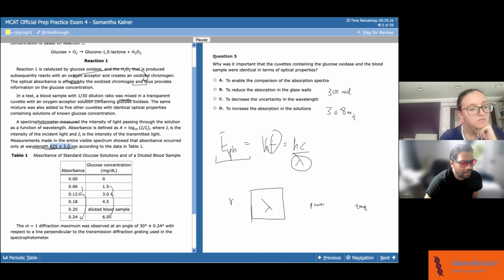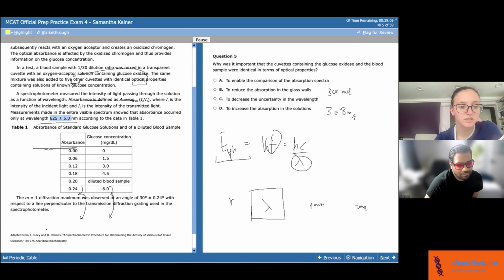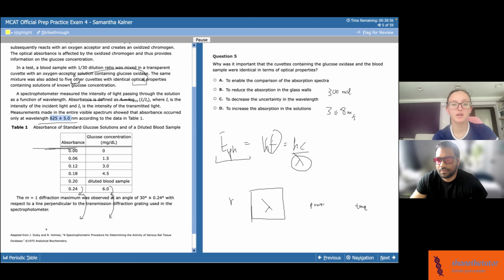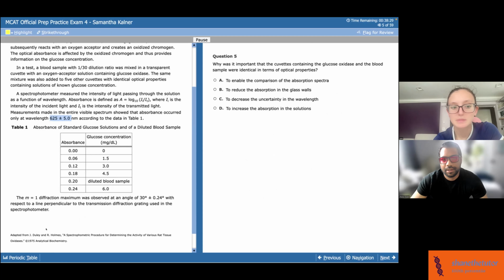Yeah, and then you could read underneath. The M equals 1 diffraction maximum was observed at an angle of 30 with respect to the line perpendicular to the transmission diffraction grating used in the spectrophotometer. I remember you were telling me about the angle of incidence, right? Uh-huh. Where if it went over at a specific angle, that meant the way that the light would get reflected. Okay. Yep. Right. Cool.